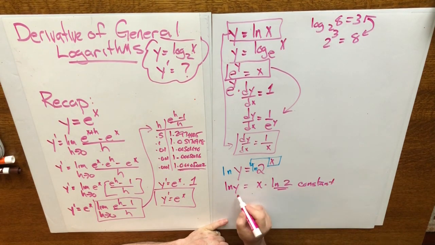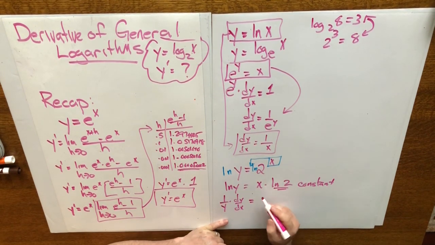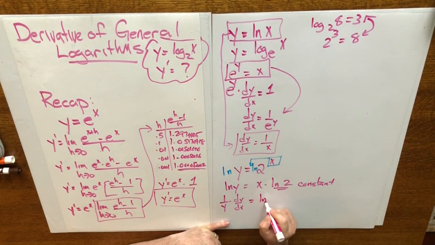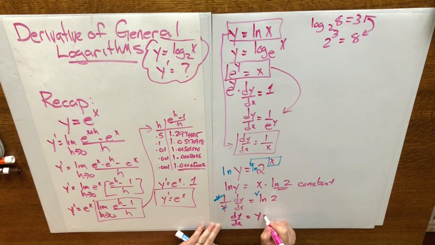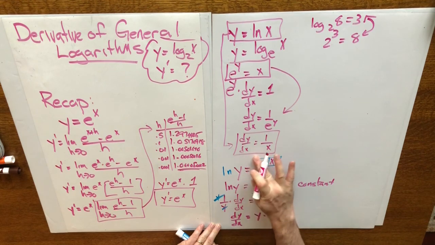Just a number. So the derivative of ln y, according to what we learned up there, is 1 over y times the derivative of the argument, dy over dx. And that's equal to the derivative of x times a constant, which is just the constant, ln 2. So then we took that and multiplied both sides by y, so that we could cancel this y off with this y, and we were left with dy over dx equaling y times the constant ln 2. And what was y equal to?